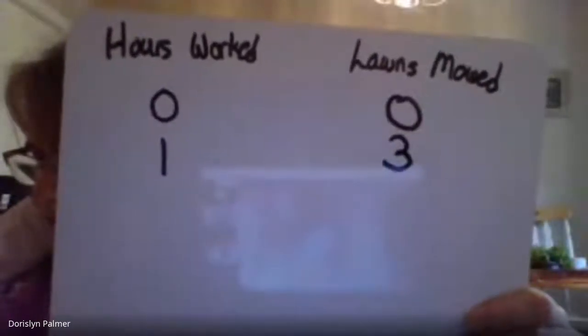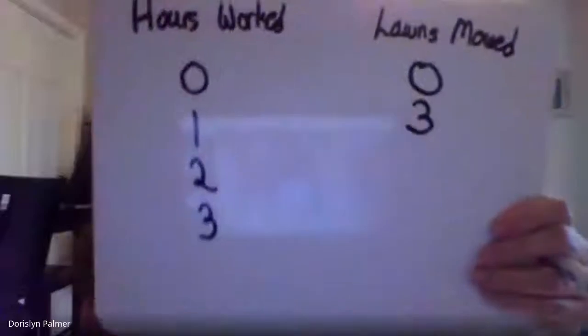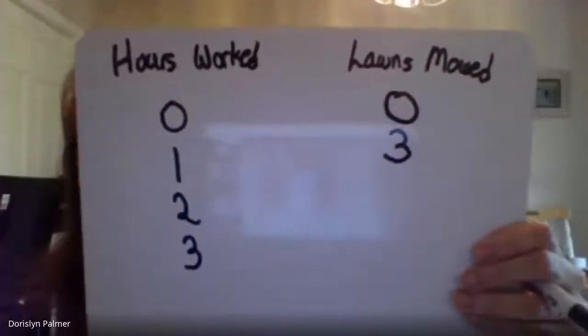Go up above number 1 where it talks about Frank mowing lawns. It says 3. So if he works 1 hour, it's going to be 3 lawns. So put that in your chart and plot the point (1, 3). And then in the chart, we're going to add hours 2 and hours 3.